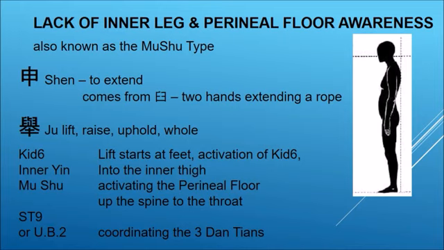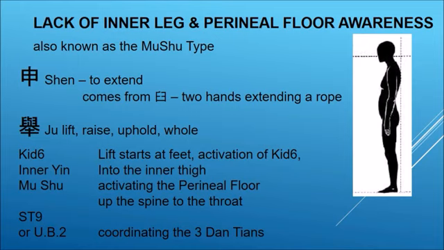But the pattern starts with the feet. Usually I use kidney 6 in order to activate the Chow vessel, but one can also look at spleen 3, liver 4, and stomach 41, as well as the Jue points. The activation of the foot should cause an activation of the inner thigh, hence the use of inner yin.